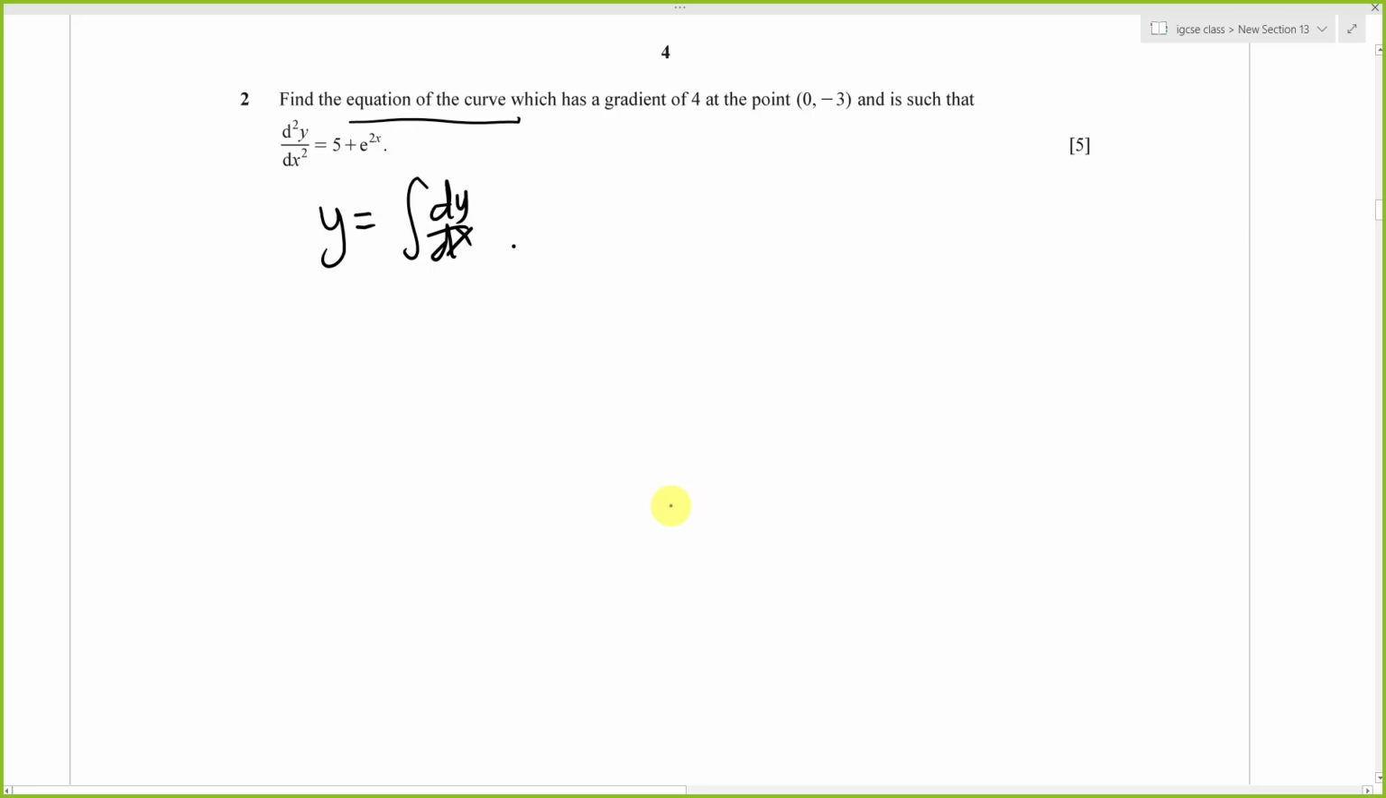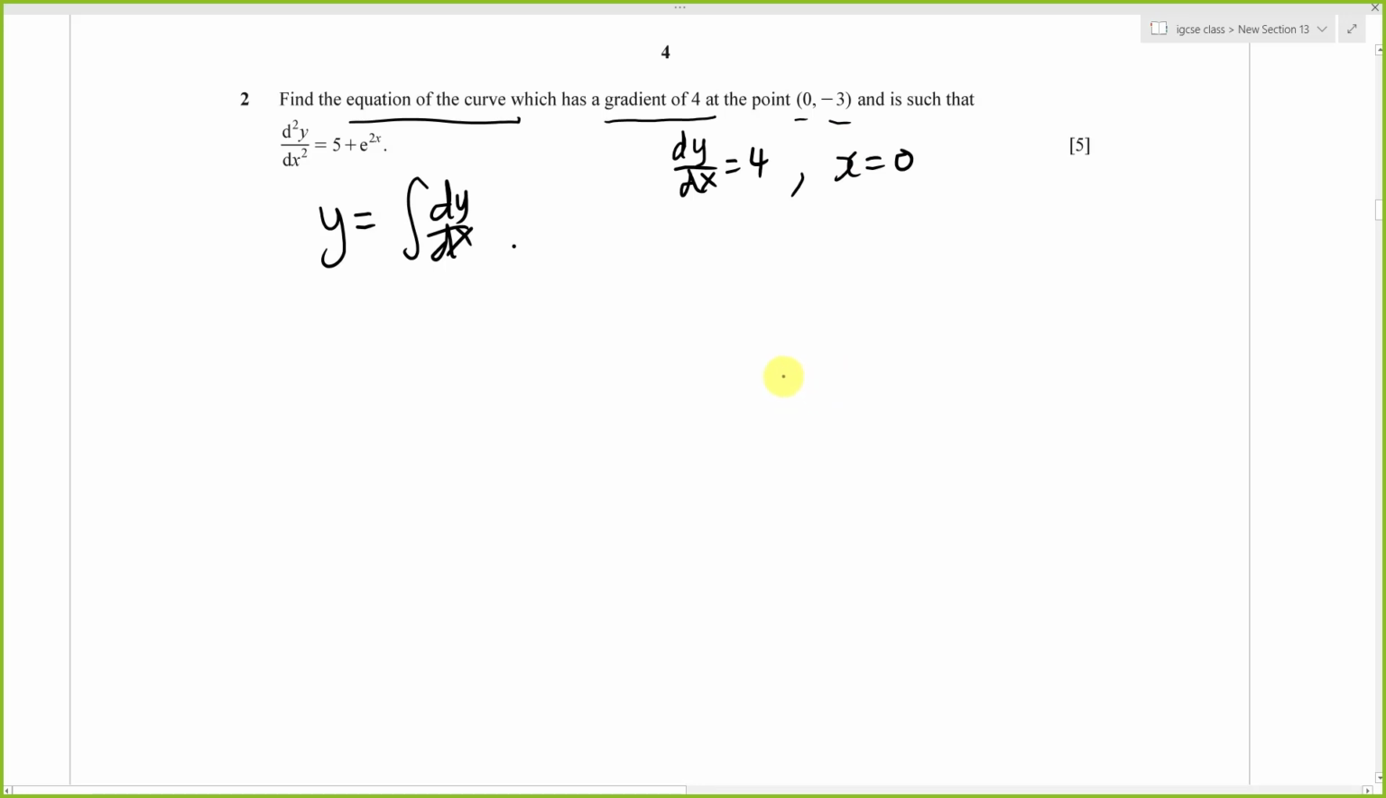So when you don't see dy dx in your whole question here, you need to look for the gradient or gradient function. So the question tells you what? Gradient of 4. So it's dy dx equals 4. Okay, when I have the dy dx, I must know what is the x coordinate because I need to use it to find c. So when x equals 0, you realize I didn't write the whole coordinate 0, negative 3, right? Because I didn't need the y coordinate now. The y coordinate I will use later, but not now.